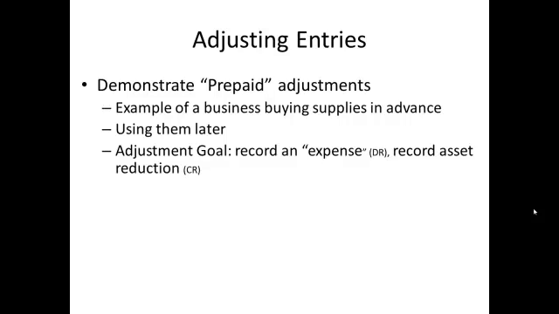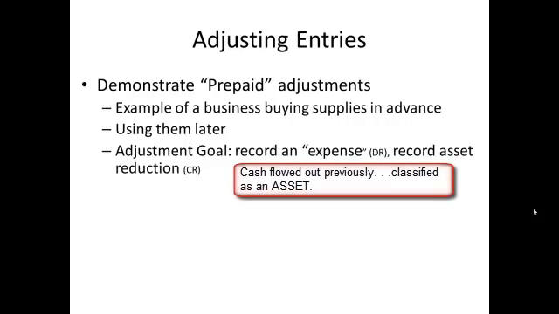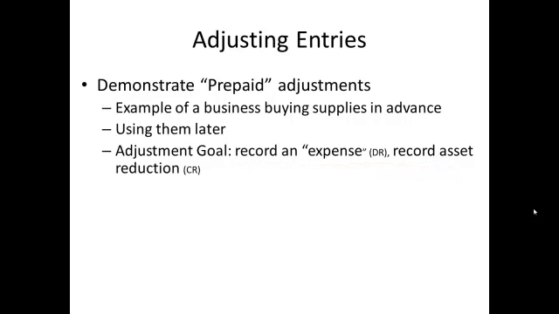Let's demonstrate a prepaid adjustment. An example of a business buying supplies in advance, paying cash for them, and using them later. Our adjustment goal at the end of the period is to record an expense with a debit and reduce the asset with a credit.